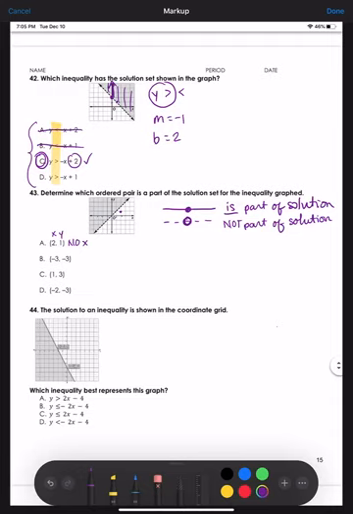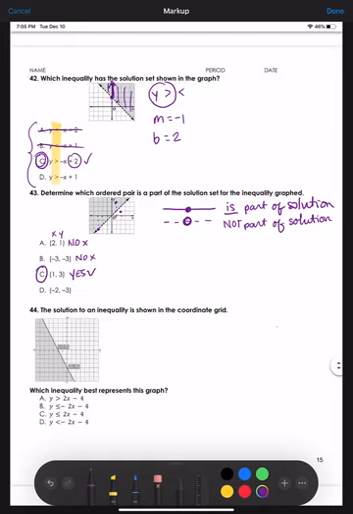-3, so 3 to the left and 3 down. That puts me right on the line. Like I said, if it's straight on this line and it's a dotted line, it is not a solution. Okay, the point (1, 3), so over 1, up 3, that's in the shaded region. Yes, it is a solution.